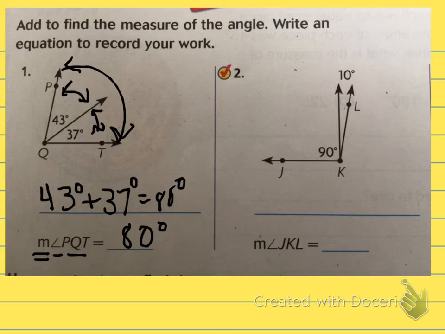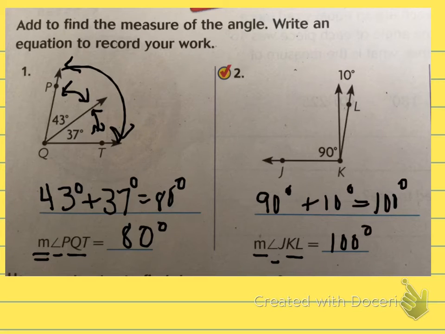What is the angle measure for KLM? Okay, first I see that there's a 90 degree plus a 10 degree. That equals 100 degrees. So the measurement of angle JKL must be 100 degrees. You've got this. Now, I'm going to ask you to think about this next question, and we're going to take a look at PQT as we do this.